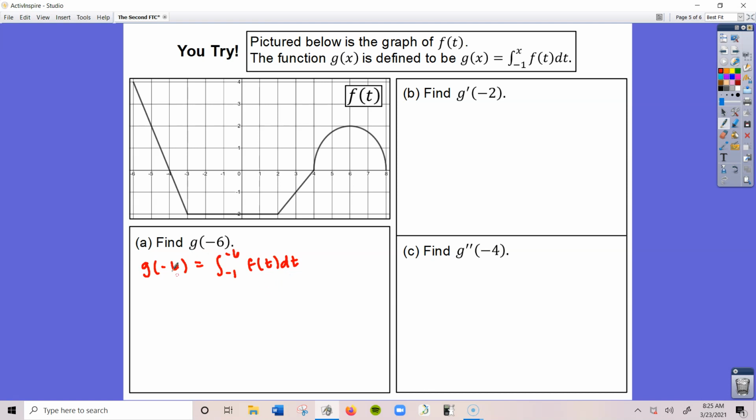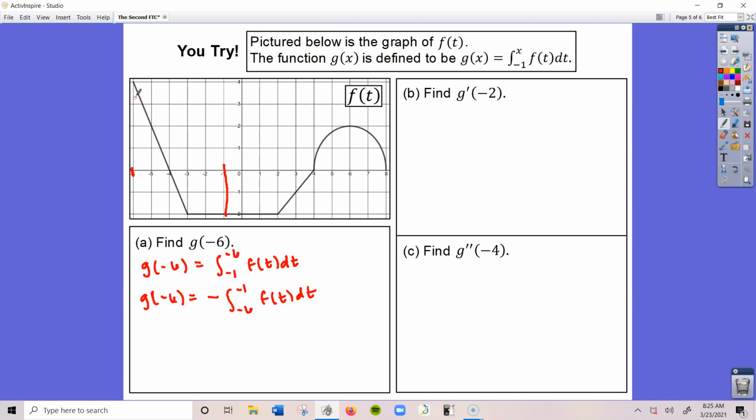Now, if you notice when we plug in the -6, that -6 is in the upper limit of integration, but is actually less than -1. So we would have to reverse this and apply that property of integrals. So g of -6 is equal to negative the integral from -6 to -1 of f of t dt. Now we're ready to integrate from -6 to -1.